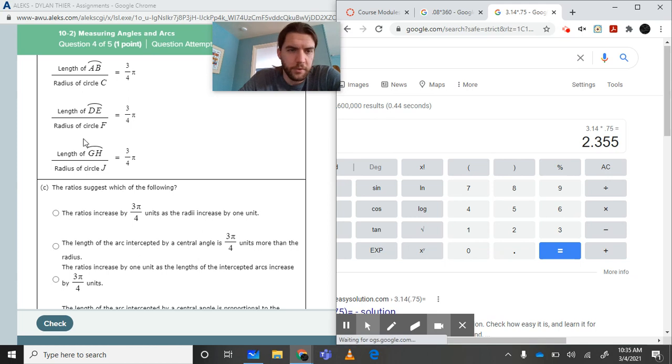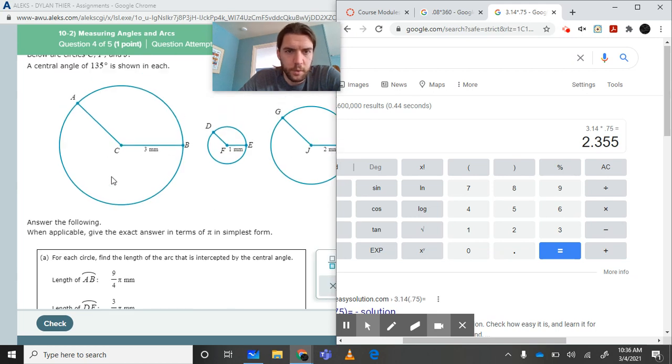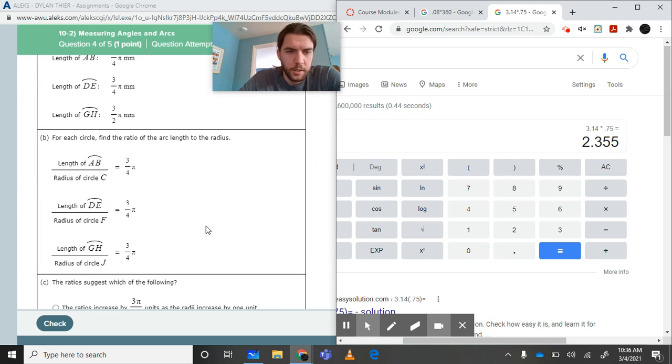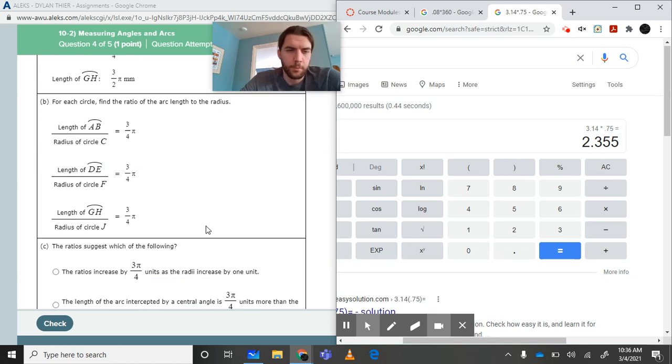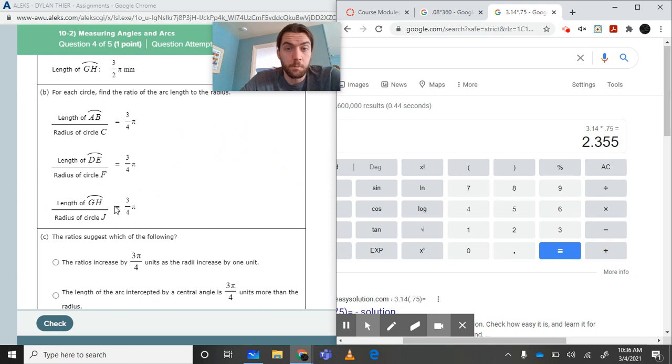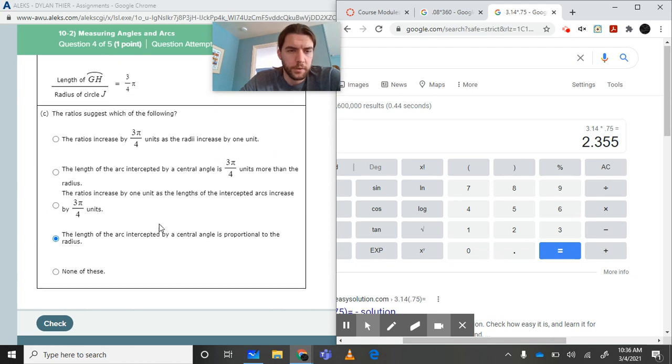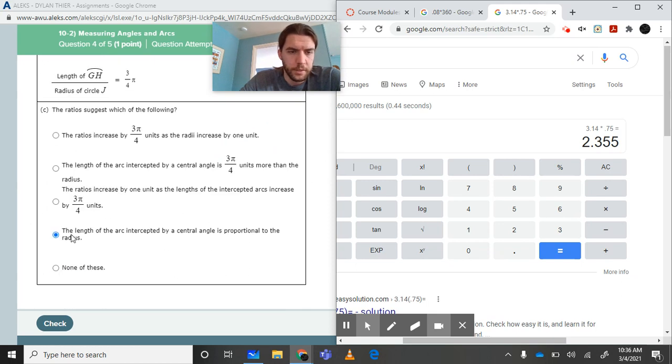It's always 2.355 bigger, the length of the arc than the radius. So whatever your radius is, you multiply that by 2.355 and you have your arc. That is what it means to be proportional, that we have a similar multiplication going on to get from one to the next, from the radius to the length.